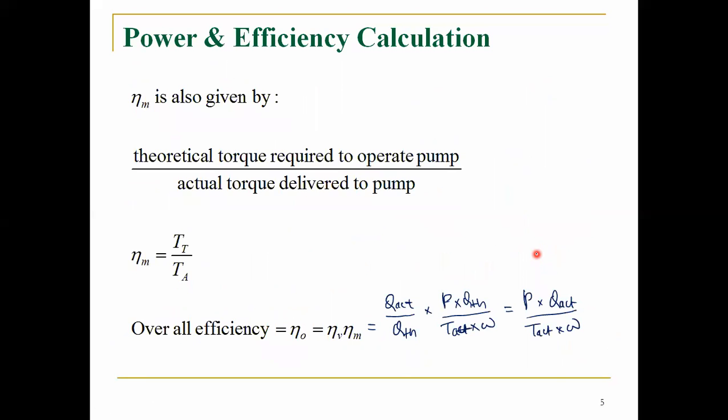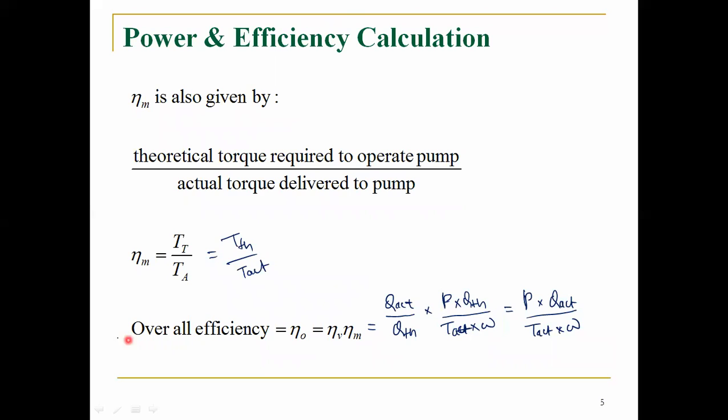In the same way, mechanical efficiency can also be written as the theoretical torque required to operate the pump divided by the actual torque delivered to the pump. So here we can see it is T theoretical divided by T actual.